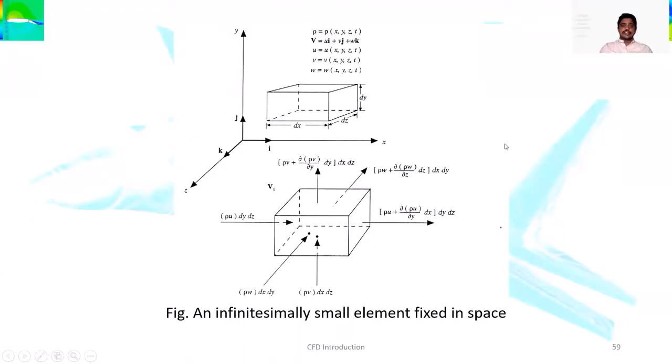If you are interested, you can make a note of this and have a look. It shows what exactly the fluid flow is coming out in all three directions. Individually, in the partial derivatives, we have addressed this, right?